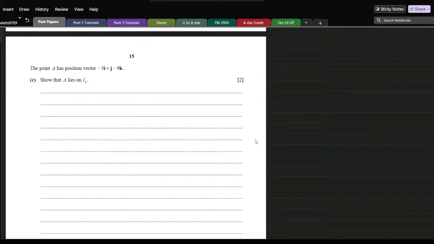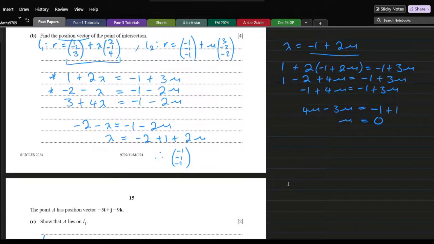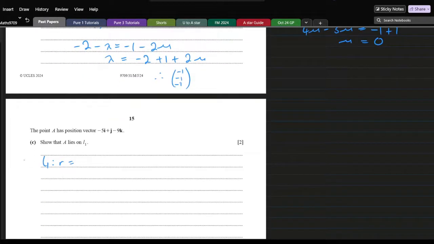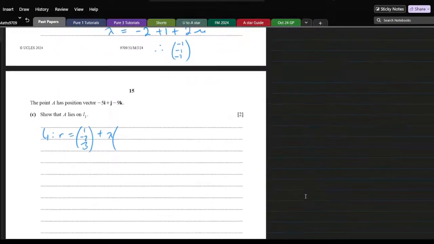The point A has position vector negative 5i plus j minus 9k. Part C, show that A lies on L1. So what is the equation of L1? L1 is r equal to (1, -2, 3) plus lambda, and our direction vector is (2, -1, 4).